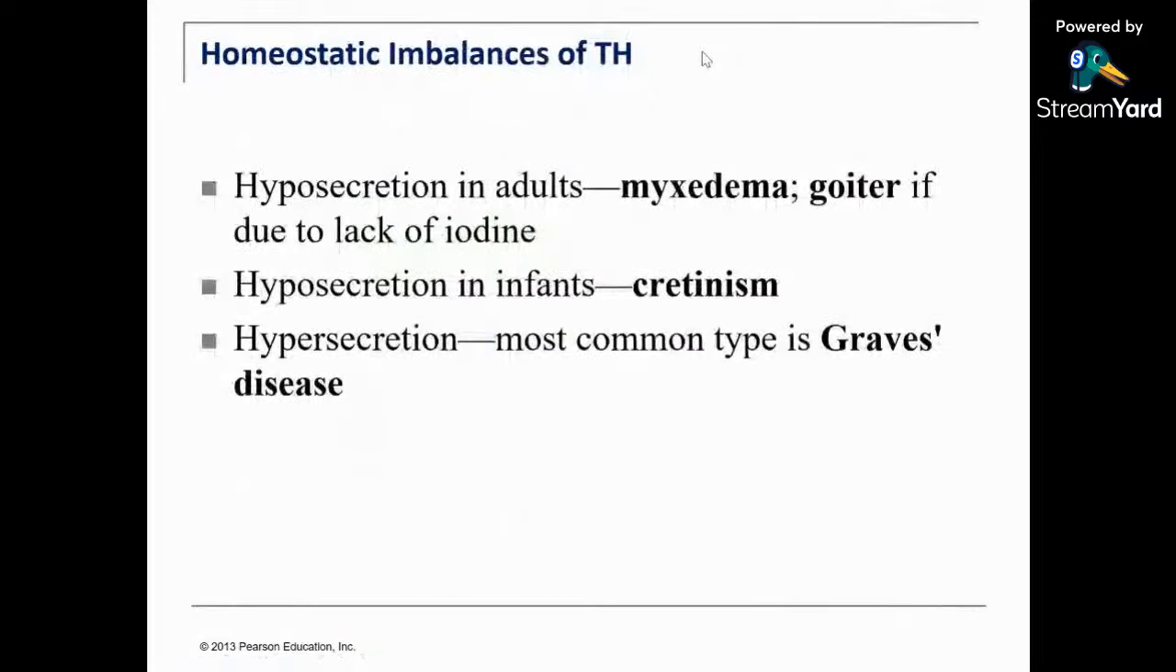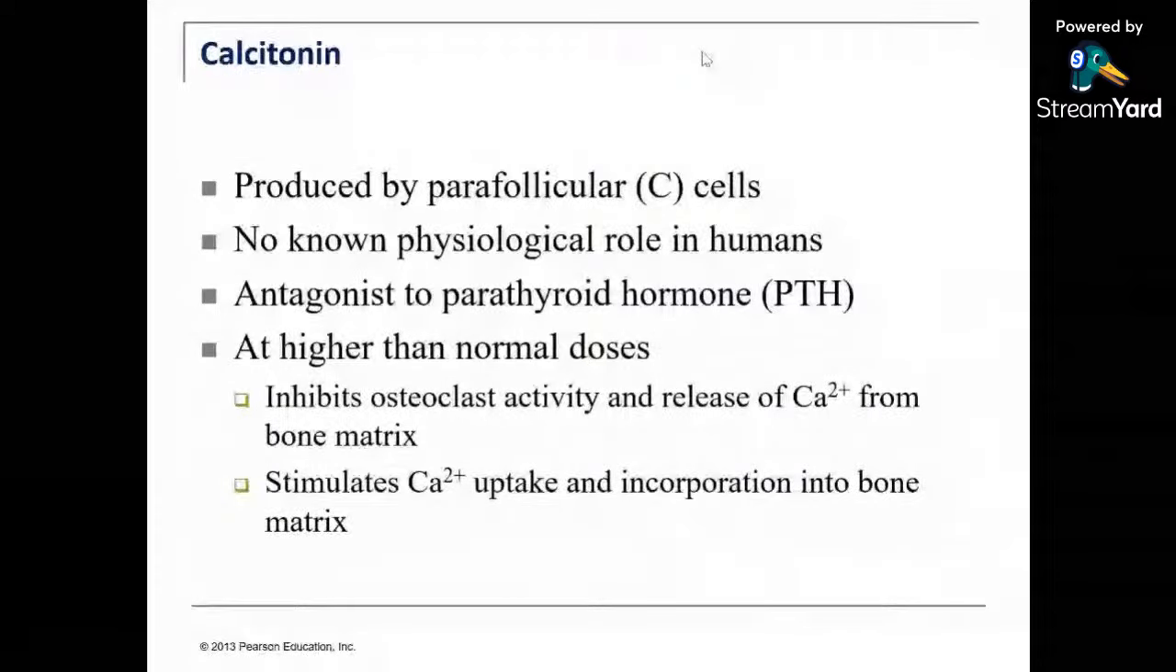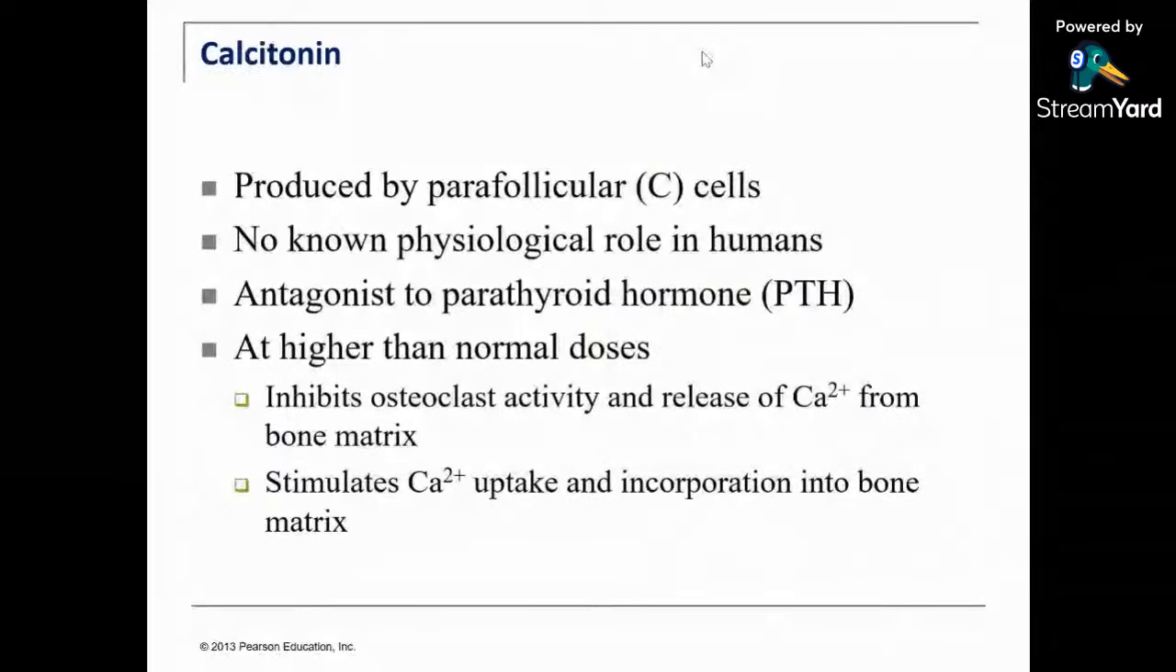The homeostatic imbalance of thyroid hormone: hyposecretion in adults causes myxedema and goiter, hyposecretion in infants causes cretinism, and hypersecretion causes Graves' disease. Next, calcitonin, which is released from the parafollicular cells of the thyroid gland, has no known physiological role in humans, but it plays an antagonist role to parathyroid hormone. At higher than normal doses, it inhibits osteoclast activity and the release of calcium from the bone matrix. It stimulates calcium uptake and incorporation into the bone matrix.